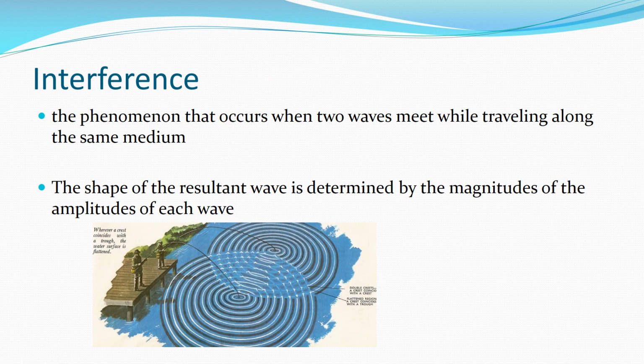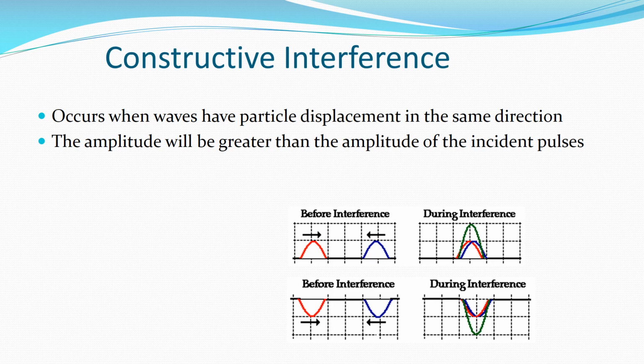Interference is what happens when two waves interact with each other or meet each other. The shape of the resultant wave, so remember, resultant is when we're adding things together in physics, is determined by the magnitudes of the amplitudes of each wave. Let's see if we have an example on the next slide. So here we have constructive interference. Constructive interference means that the waves build on top of each other. So you can see here we have a red wave and a blue wave. When they interact, they stack on top of each other so that what we observe is the green wave on top. So we would see this green wave here.